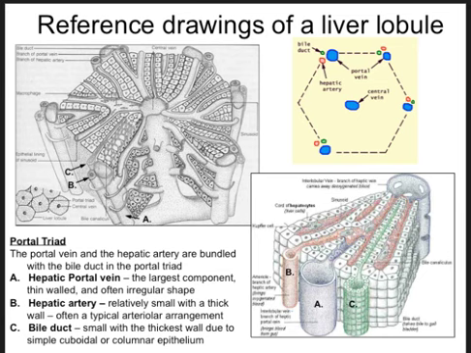And you can see a diagram showing you here. Okay, so there's a branch of the hepatic artery, a branch of the hepatic portal vein, and a branch of the bile ductule.